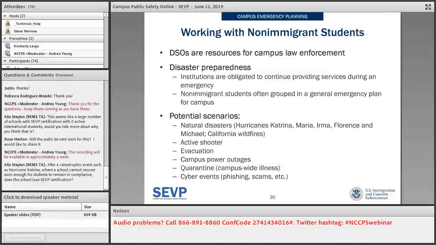So as you can see here, we've listed some potential scenarios. We're all too familiar with these types of things. But what I can tell you is Hurricane Katrina really taught SEVP a lesson. And we developed communication plans after Hurricane Katrina that we were able to send out to schools in emergency situations. Most recently, there was a lot of flooding in the Midwest, and through the field representatives located there and us over here at headquarters, we were able to get out some information to the DSOs in that area timely.